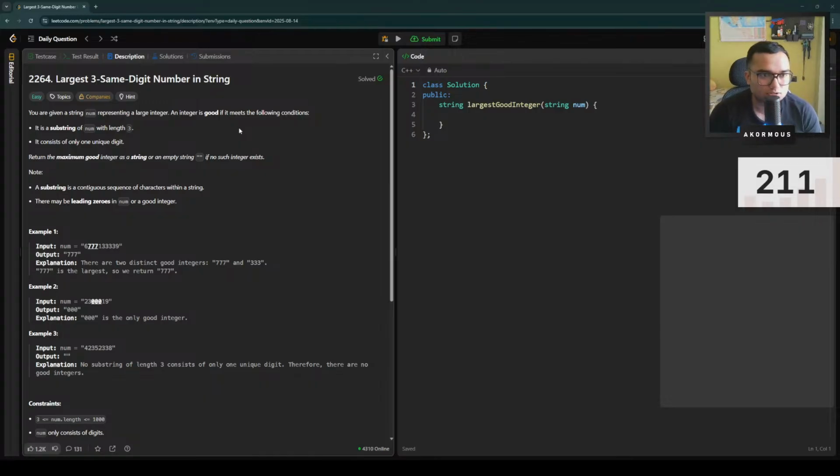You are given a string num representing a large integer. An integer is good if it meets the following conditions. It is a substring of num with length 3. It consists of only one unique digit. Return the maximum good integer as a string or an empty string if no such integer exists.